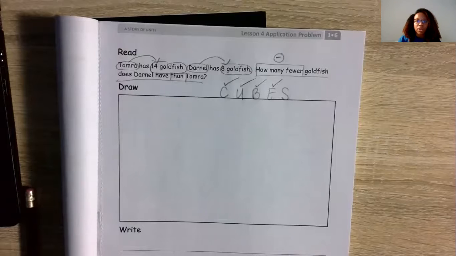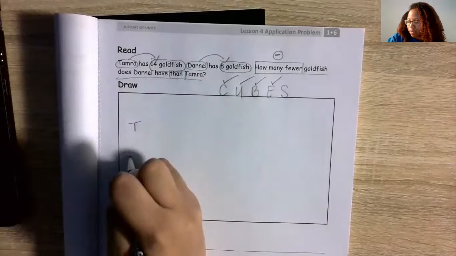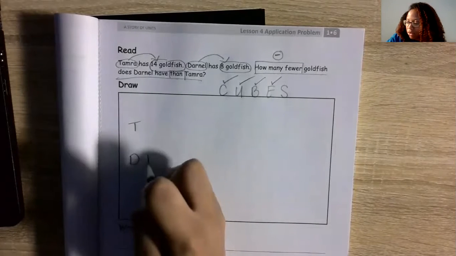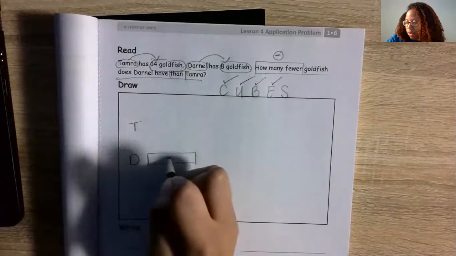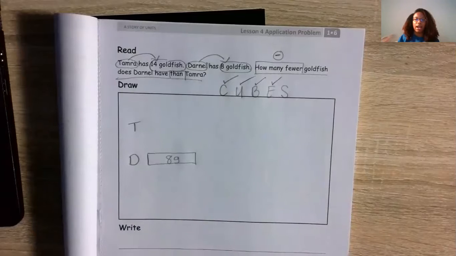So, one thing I know are my labels, which will be T for Tamara, D for Darnell. Now, one quick way I can show how many goldfish that they have is I know that Darnell has 8 goldfish. So I'm going to do a little box right here, kind of like similar to what we do for our tape diagram. Then I'm going to write the number 8, and I'm going to put G just to be sure that I know that the G stands for goldfish.